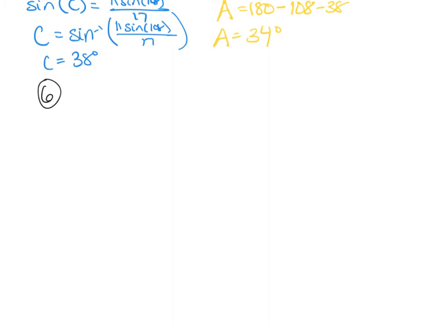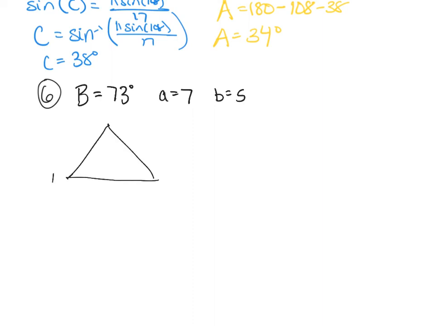So problem number 6. Oh, I'm looking at the review, I gotta move my thing. There we go. It tells us that angle B is 73 degrees, side length A is 7, and side length B is 5. So if I was to draw this out, we said B was 73 degrees, A was 7, and B was 5.